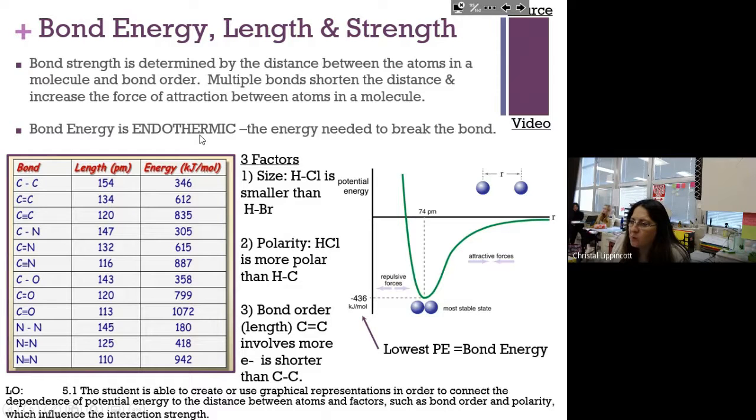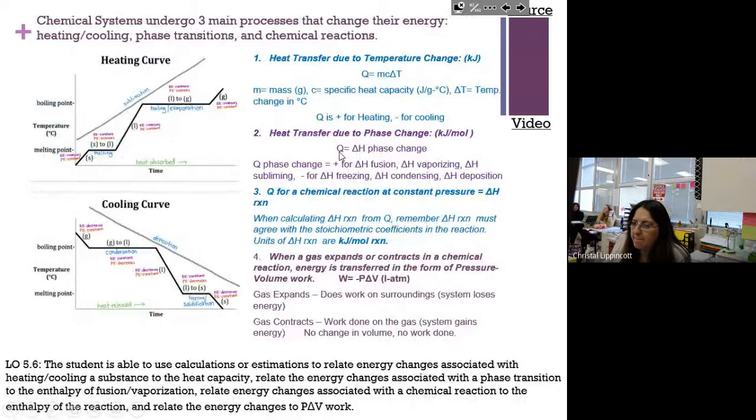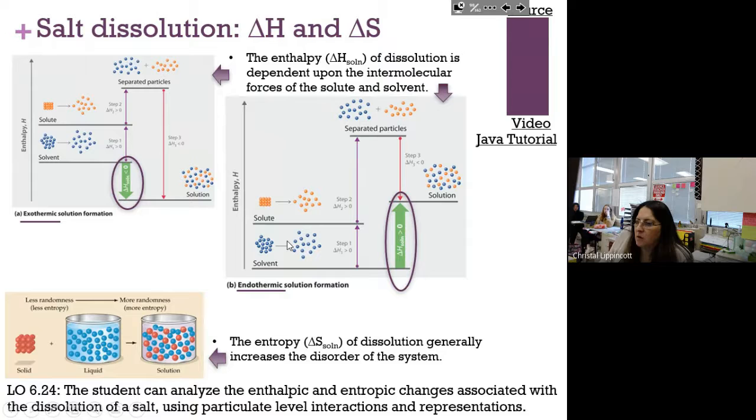Bond energy is always endothermic, that you have to have energy to break those bonds. If the energy to break the bonds is greater than the energy required to bring them back together, then you have an endothermic reaction. Heating and cooling curves, I wouldn't be surprised if you weren't showing one of those on there. When we look at things being dissolved, the particles have to separate. That separation requires energy, and then energy is given off when it comes back together.